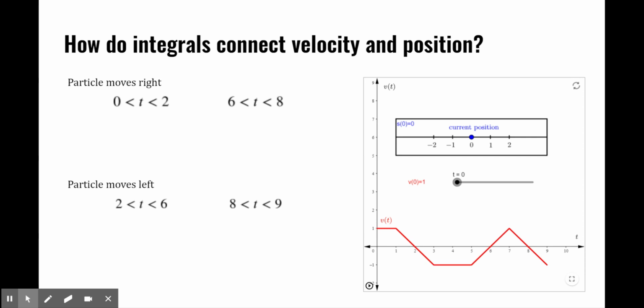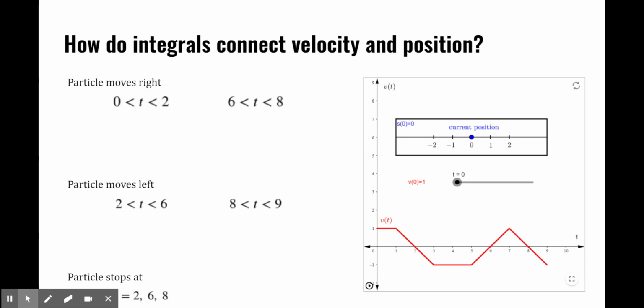What is happening at 2 seconds, 6 seconds, and 8 seconds? Pause the video to think about this. Because velocity is 0 at each of these moments, the particle is stopped and is not moving left or right. We can also say that the particle changed direction at these times. These are important observations, but we want to push our analysis further.